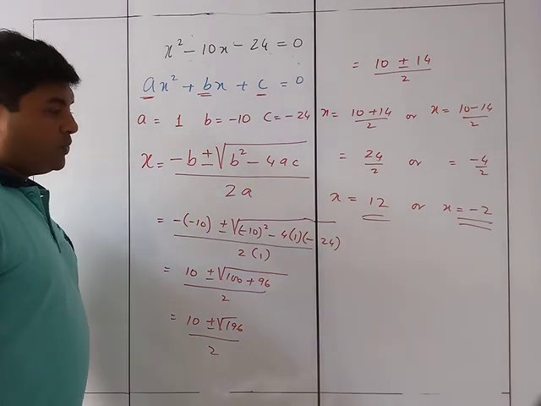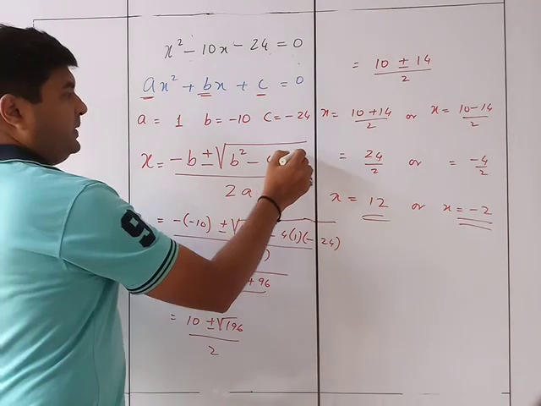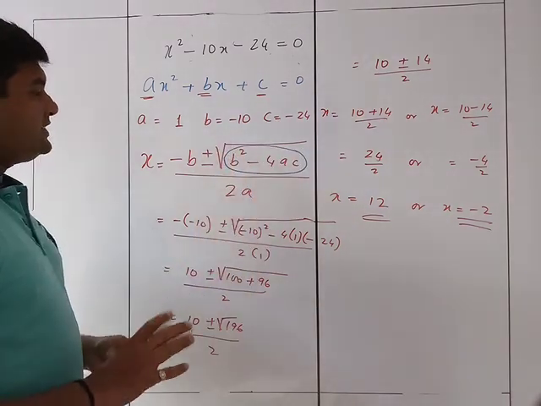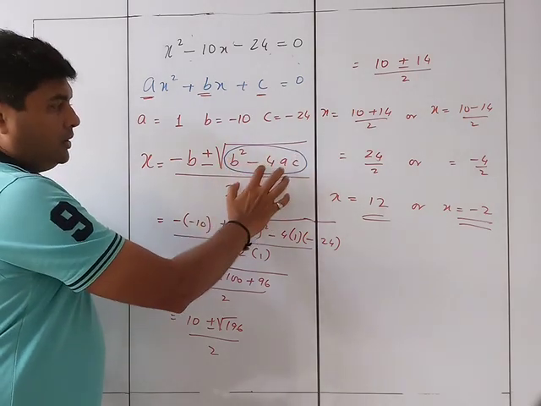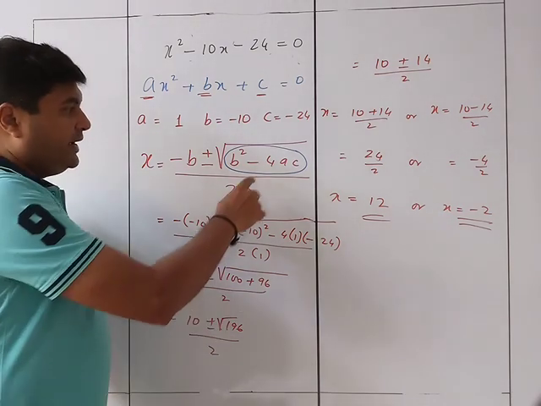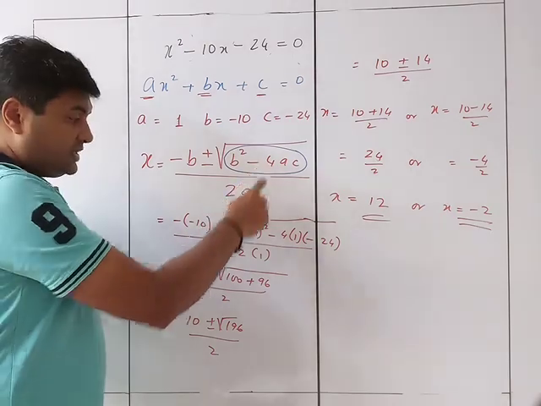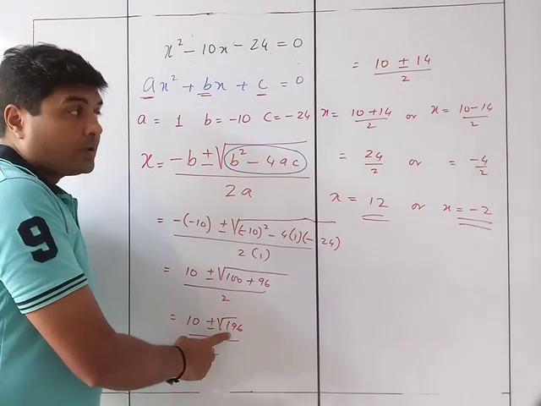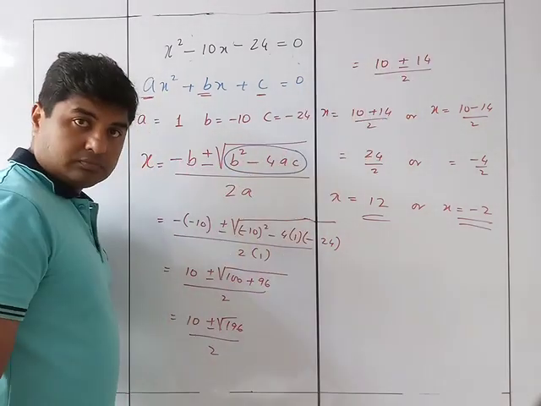Another important thing you can see over here is this part, b square minus 4ac. In this particular formula, whatever is in this root plays a very vital role. This is because if this is a positive number, which is a square number, what you get over here is a complete whole number.